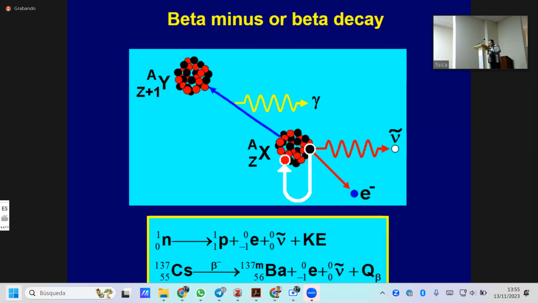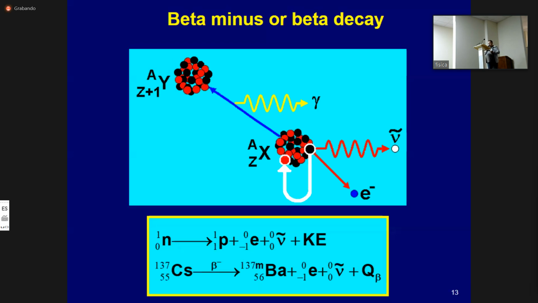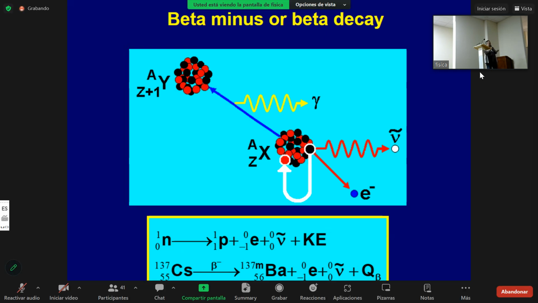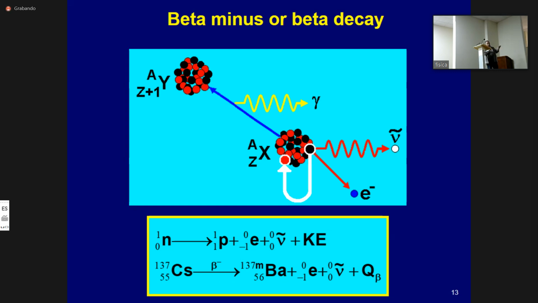Beta minus antineutrino has no mass or charge, so the mass number of nuclides during beta minus decay remains unchanged, while the charge number of the daughter nucleus increased by 1. This event can also be represented as this example: decay of neutron gives us proton plus electron, beta minus particle, then antineutrino and kinetic energy.